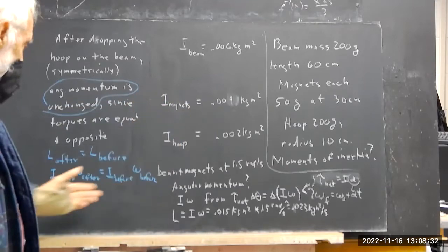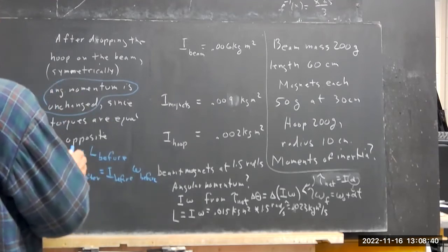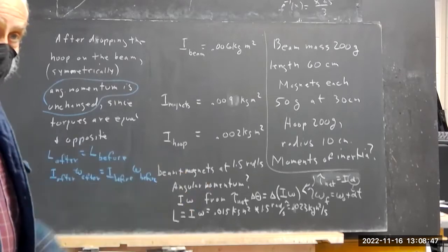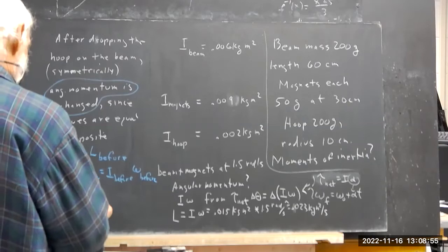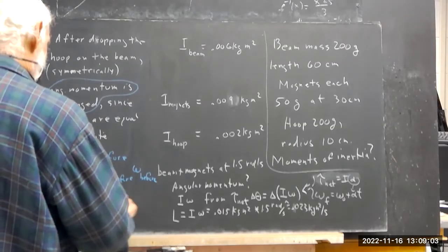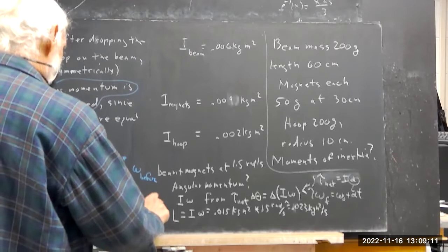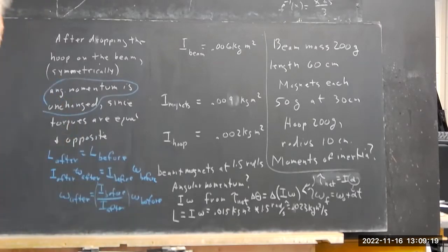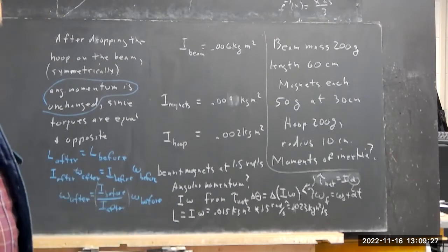You do that at the very beginning, or you can do it here in a minute when you write out the solution. Since we have I after times omega after, we want to find omega after, and we know omega before because that was given. We can write it out as a simple ratio of the moments of inertia times omega before.